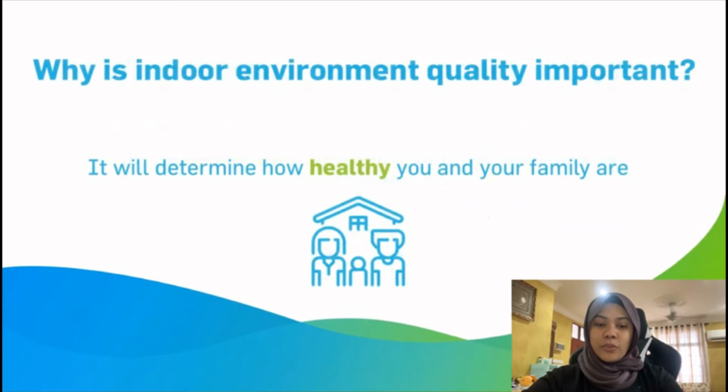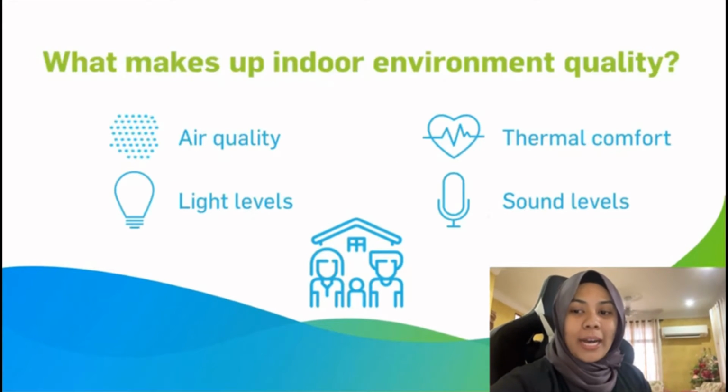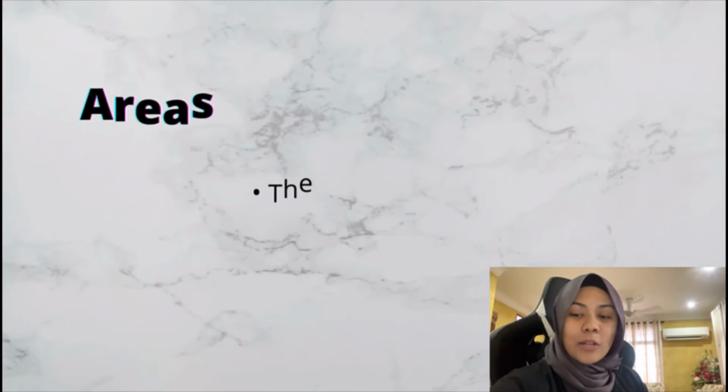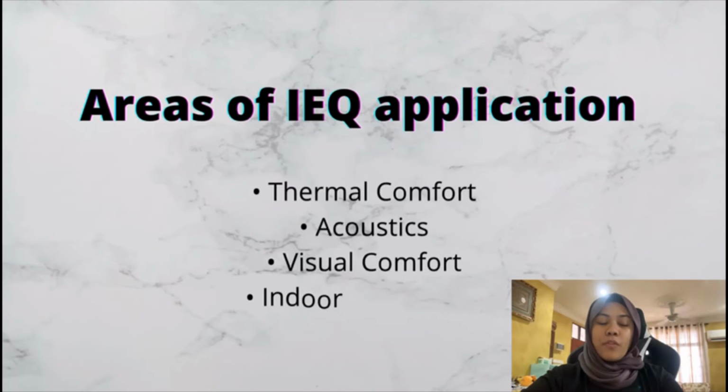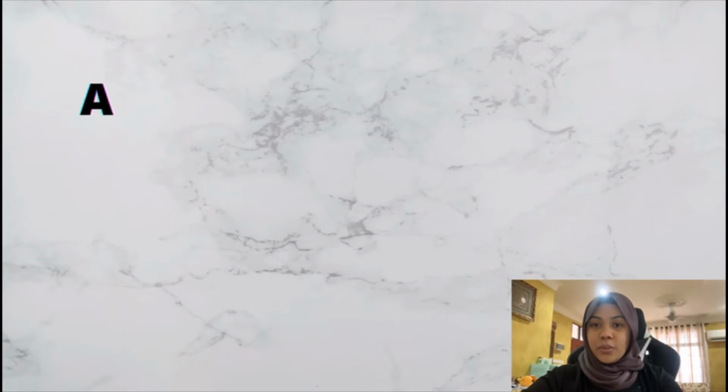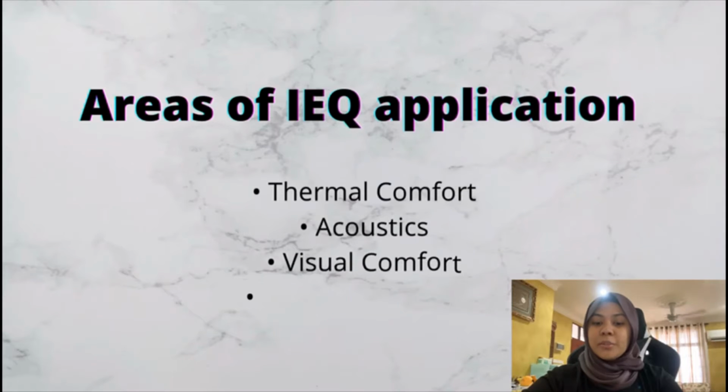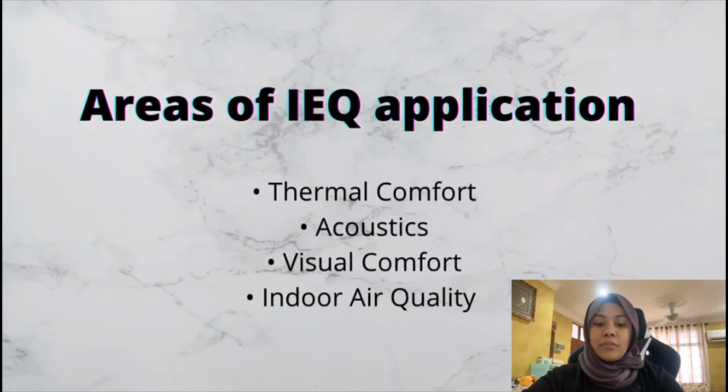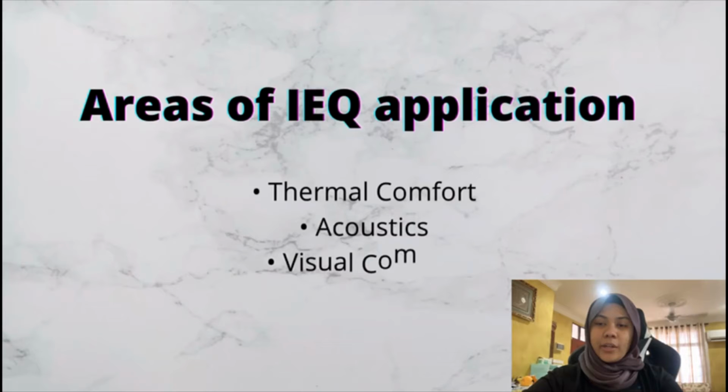So the importance of IEQ is to determine how healthy you and your family are. Next, we will focus on what makes up IEQ. First one, air quality, light level, thermal comfort, and sound level. For this project, for our area of IEQ application, we focus on the thermal comfort, acoustic, visual comfort, and also indoor air quality. My friend will explain in detail the application of IEQ.